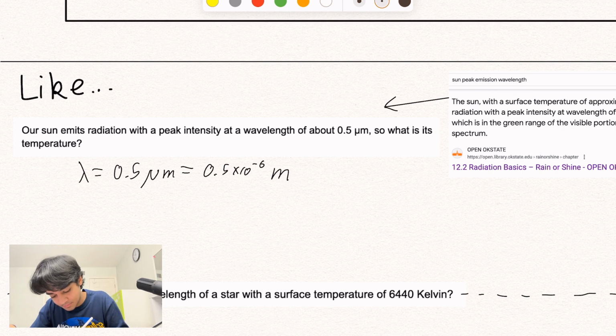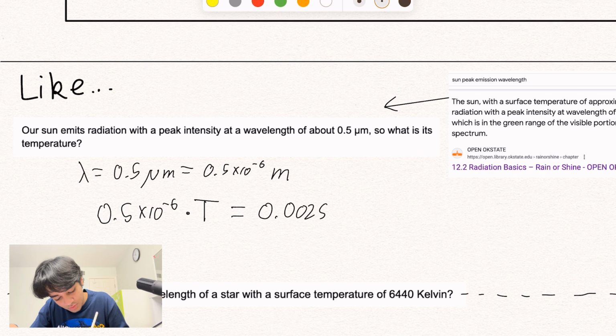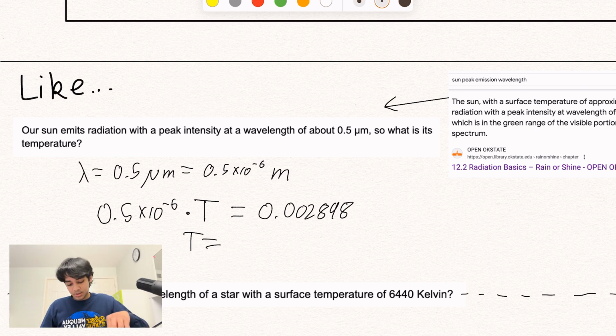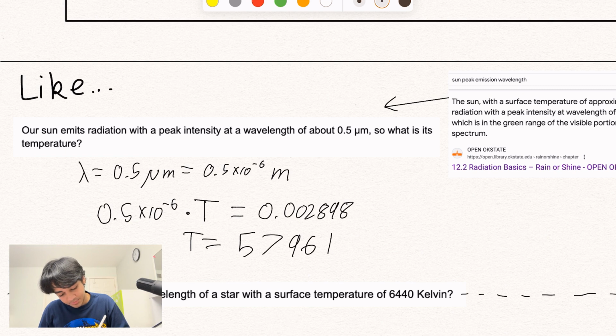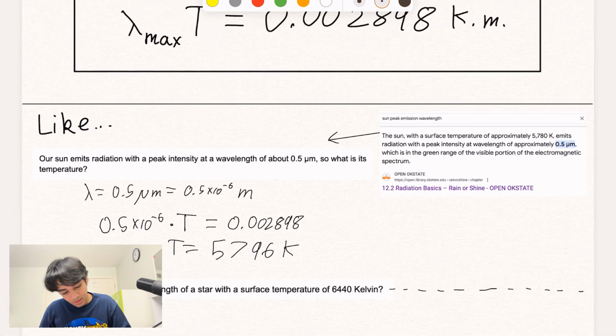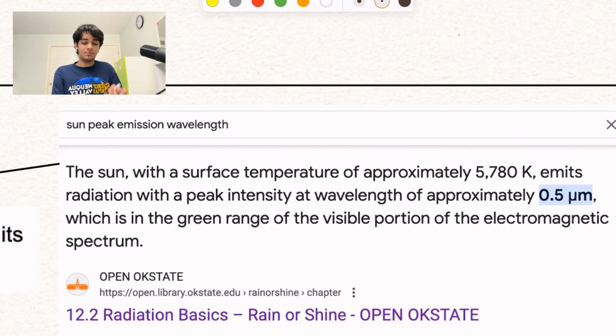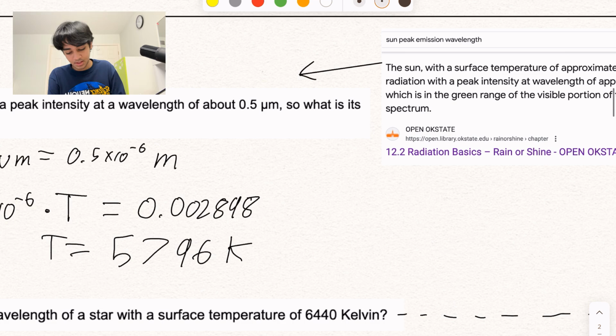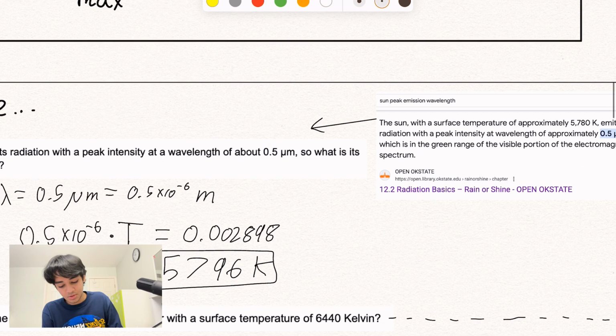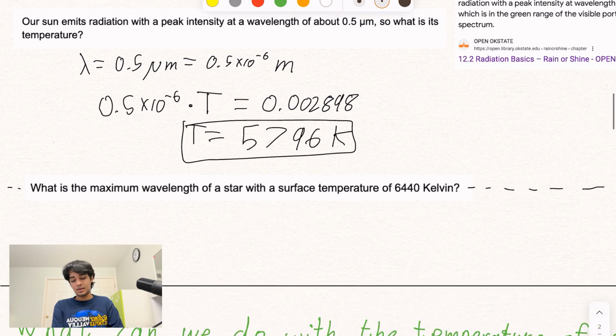We have 0.5 times 10 to the power -6 times temperature equals our constant 0.002898. Let's solve for temperature. And my calculator is giving 5,796 Kelvin. What's the actual answer? So the temperature of the sun is around 5,780 Kelvin, which is very close to our answer. So you can see that the formula works pretty accurately.